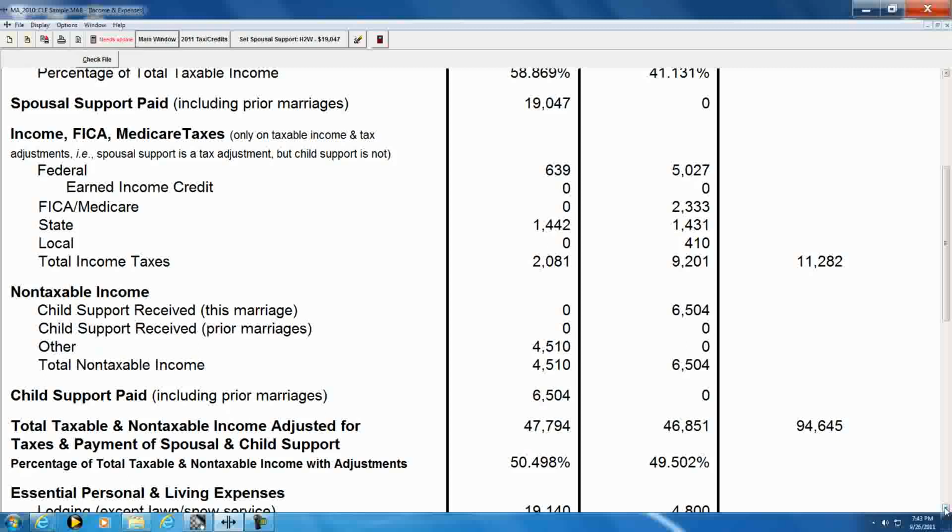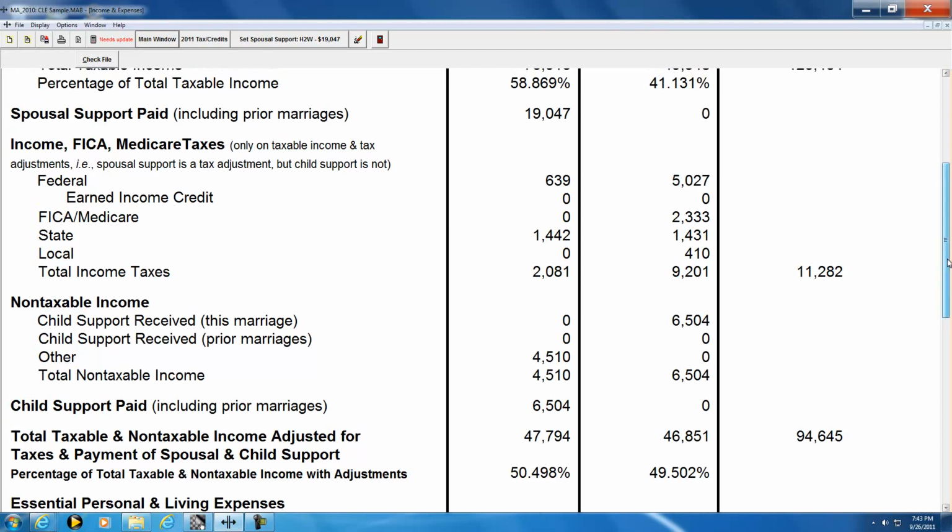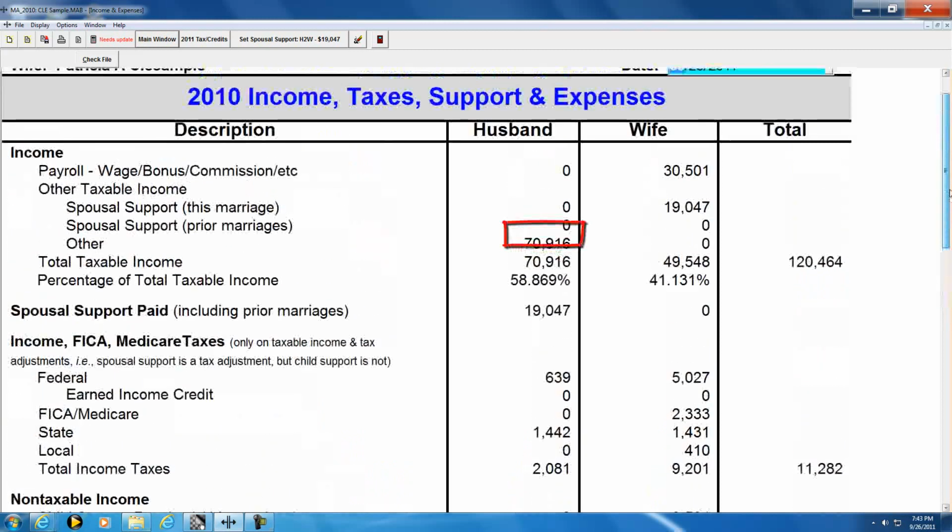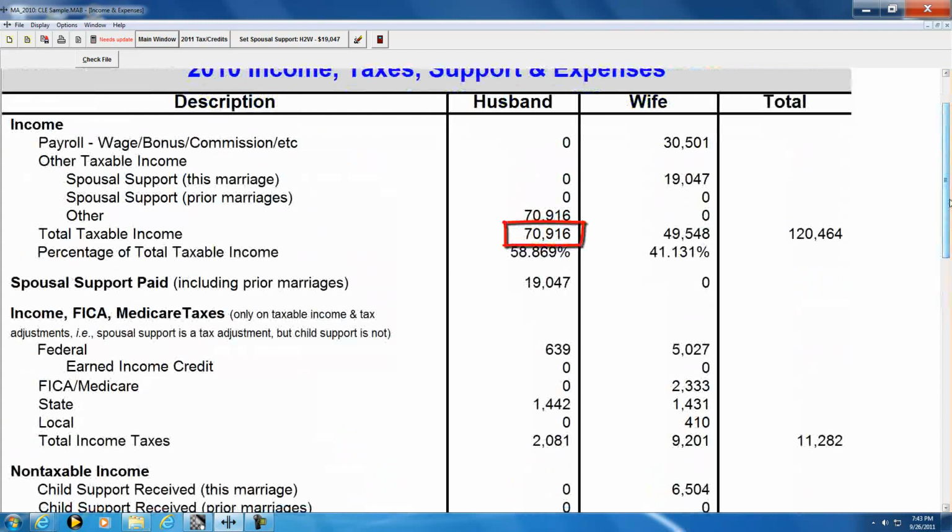You might consider the last part of the ITSE report to be the standard of living section. It gives you a breakdown of the parties' expenses and, compared to their respective incomes, also of the parties' abilities to meet those expenses, both essential and non-essential. In the report that you see on your screen right now, we have total taxable income for the husband at $70,916.